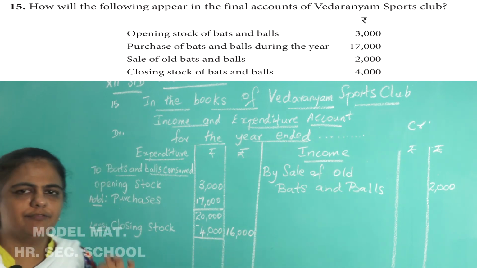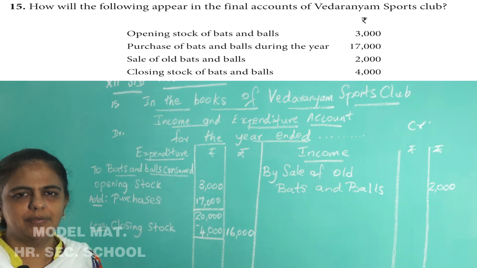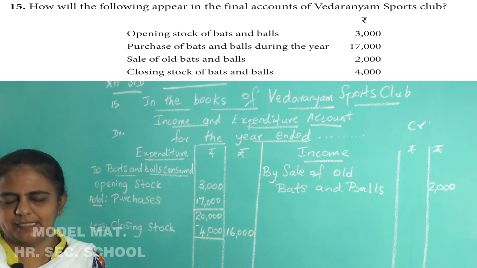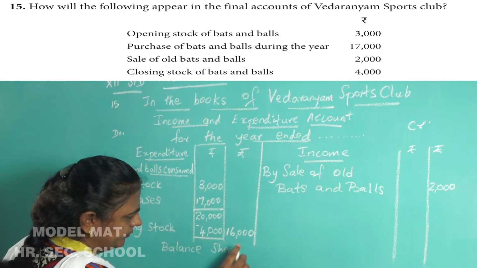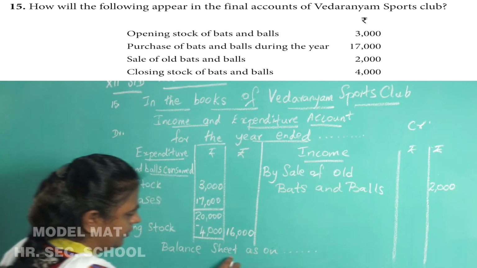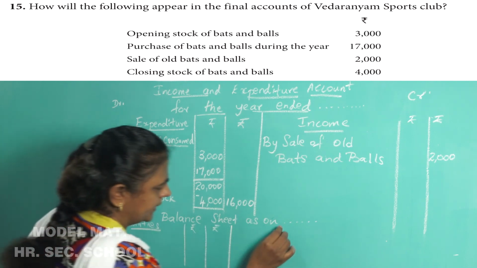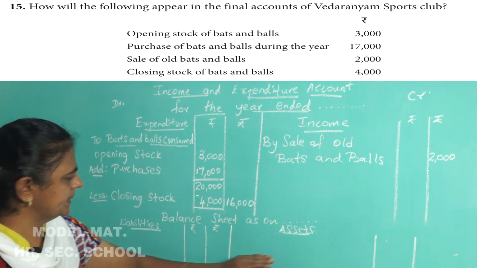Then, what you have to do? You have to show it in the final account. So, what else you have to prepare? You have to prepare the balance sheet. So, what are the items that will appear in the balance sheet? We will see that next. The balance sheet as on, date is not given, put dotted lines. Then liabilities, assets.